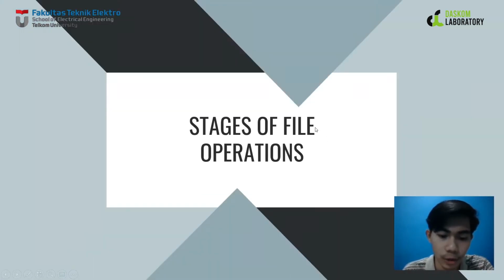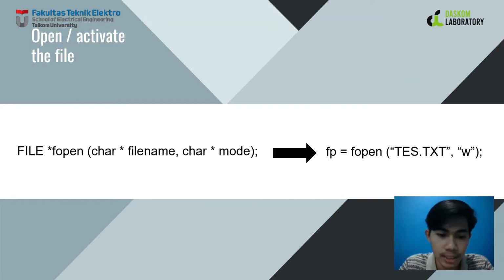Next, you also need to know what the file operation stages are in sequential files. The first is to open or activate the file. Before a file can be processed, the file must be opened first. Use a function called fopen.